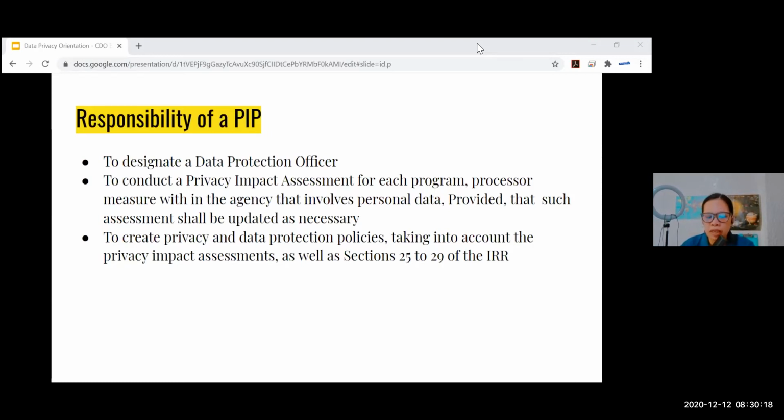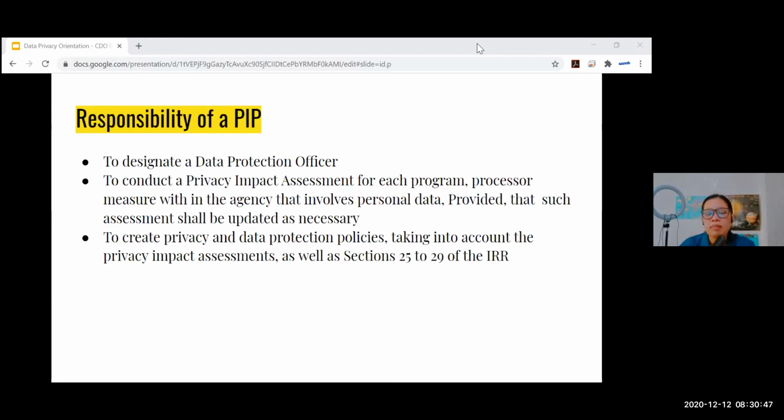Now, say, for example, we have systems and processes that were already implemented prior to the law being commissioned, then we will have to have this privacy impact assessment done. But if you have any other new processes, new programs, new systems, prior to implementation, it is a must that we conduct a privacy impact assessment.